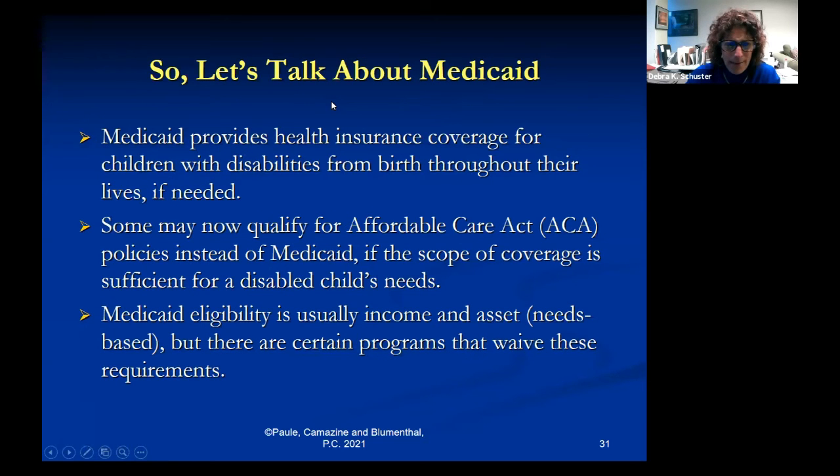So let's talk about Medicaid. Medicaid provides health insurance coverage for children with disabilities from birth throughout their lives if it is needed. And some people qualify for the Affordable Care Act and marketplace policies instead of Medicaid if that scope of coverage is sufficient for someone's needs. Medicaid, though, is income and asset-based. Those are called needs-based programs. But there are certain programs that waive these requirements.